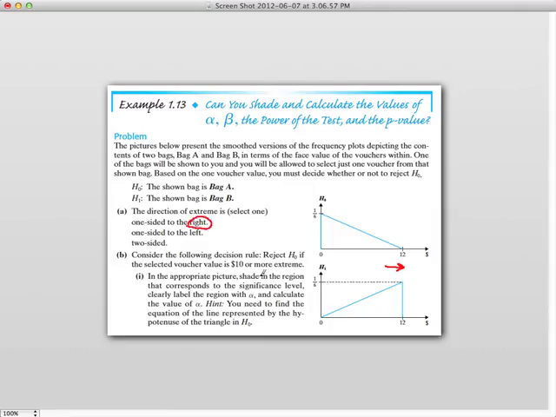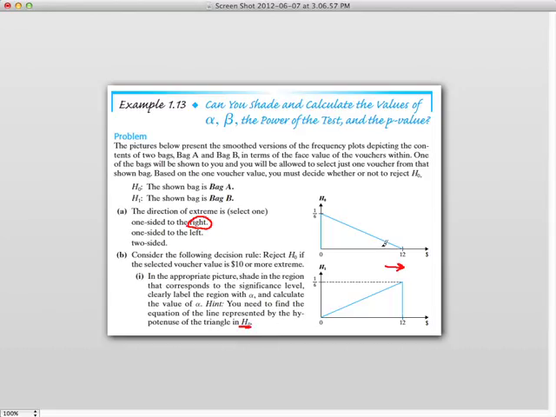Okay. Now it says, consider the following decision rule. Reject the null if the selected voucher is $10 or more extreme. In the appropriate picture, shade the region of the corresponding significance level, clearly label the region with alpha, then calculate the value of alpha. Hint, you'll need to find the equation of the line represented by the hypotenuse of the triangle H0. Okay, well, it gives a huge hint here to tell us which distribution we're supposed to be doing this in, the null, but we already know that because we're doing an alpha calculation.